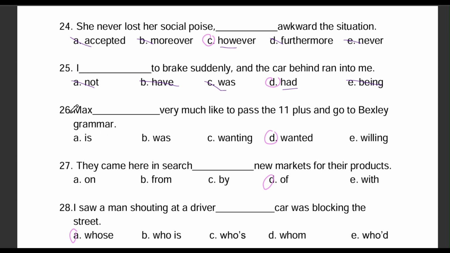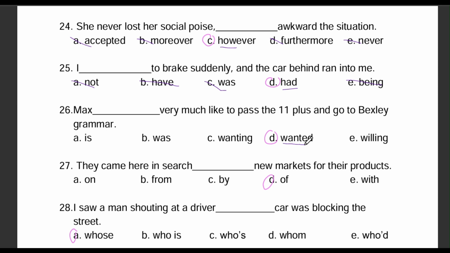Question 26. Max blank very much liked to pass the 11 plus and go to Bexley Grammar. A. Is. B. Was. C. Wanting. D. Wanted. E. Willing. The correct answer is D.